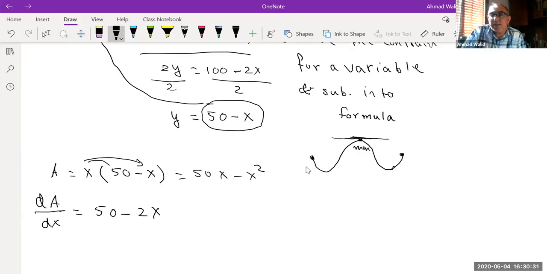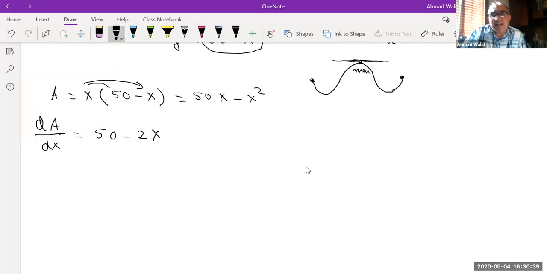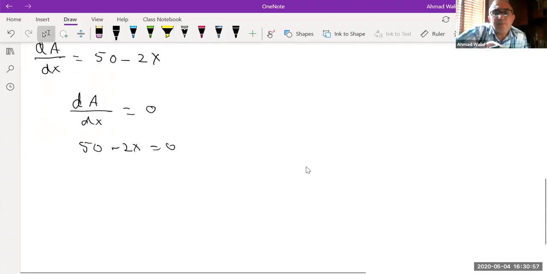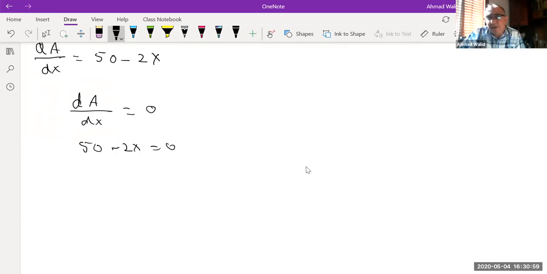2x. Understand what I did? I find a prime. Now I have to set a prime. It means I have to set dA over dx equal to 0. It means 50 minus 2x equals 0. Solve it for x. From here, I have to subtract 50 first from both sides, right? Then negative 2x equals negative 50. It means x equals 25. Am I right?